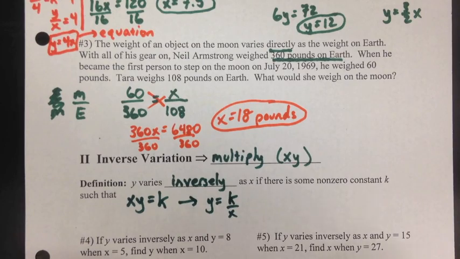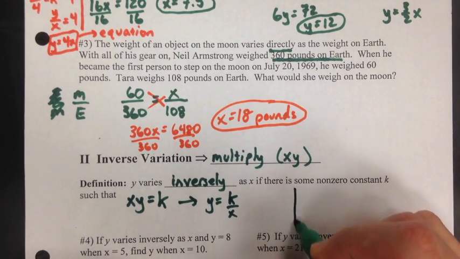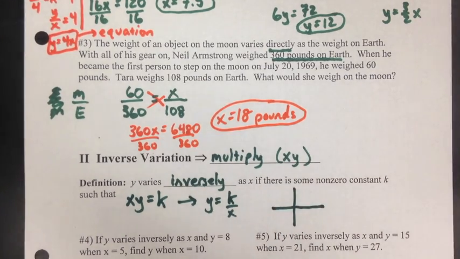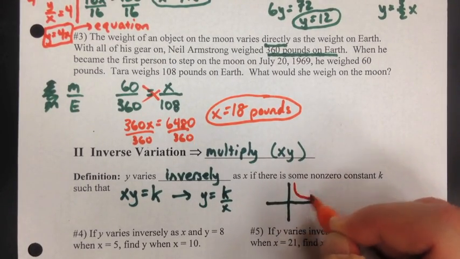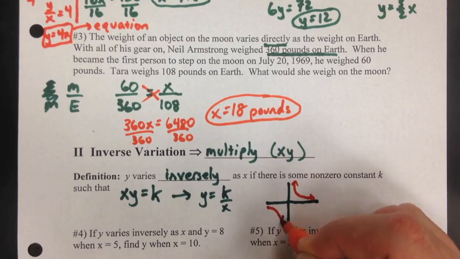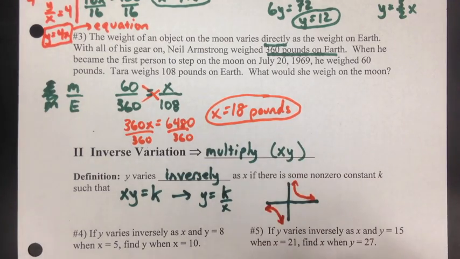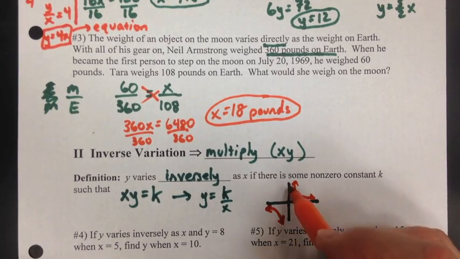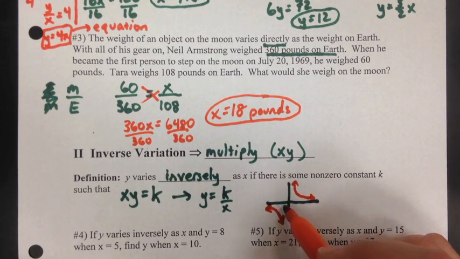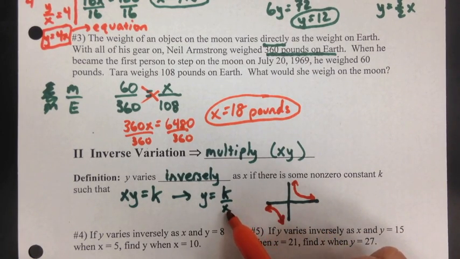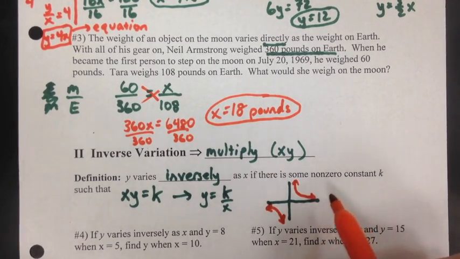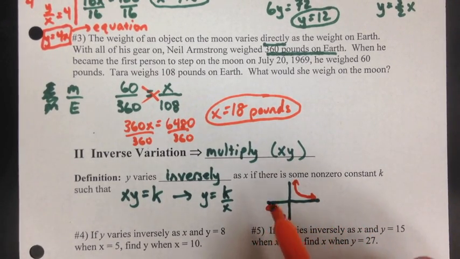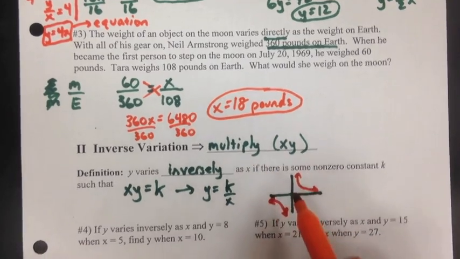Now that's not going to be a line. If you draw the picture for that, that type of equation is a rational function. It looks something like this. So you would be dealing with potential asymptotes, vertically and horizontally. You can't have 0 in the denominator. That's why they say non-zero constant k. All right, but in terms of solving it, the key is we're going to multiply the variables.